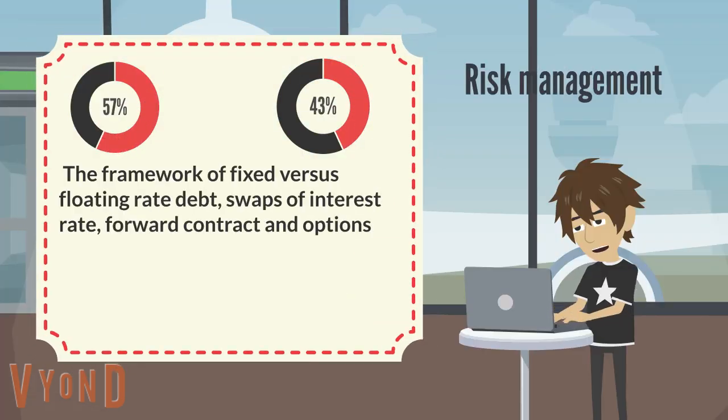The related management method is that the Qantas Group has used the framework of floating versus fixed rate debt, swaps of interest rate, forward contracts, and options. The Qantas Group manages interest rate risk using a fixed versus floating framework. The proportion of fixed versus floating net debt is maintained within the specified minimum and maximum adjustable bands as defined in the board-approved Treasury Risk Management Policy.